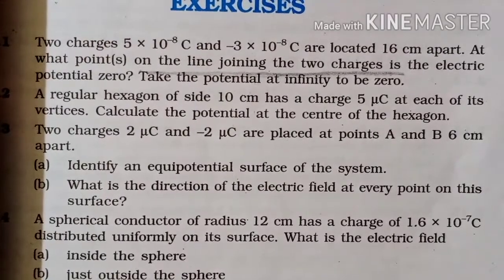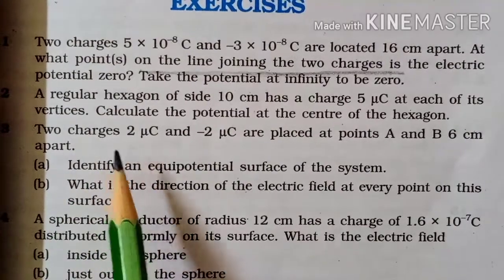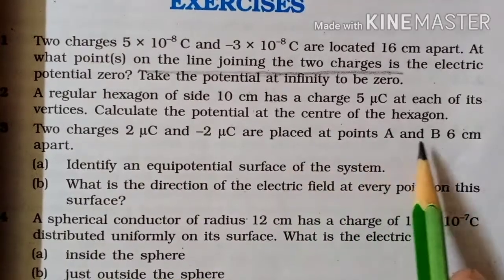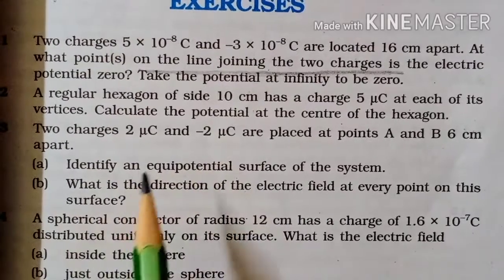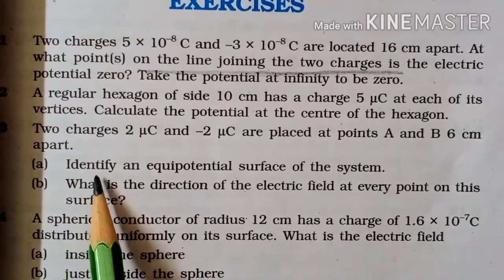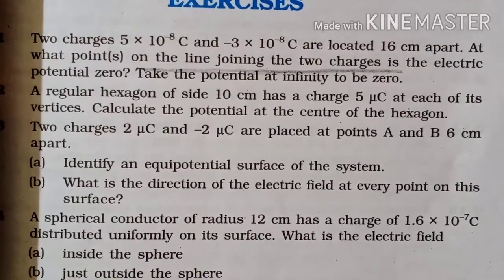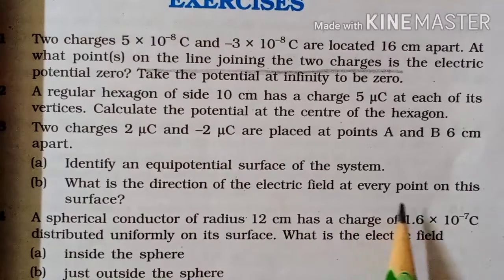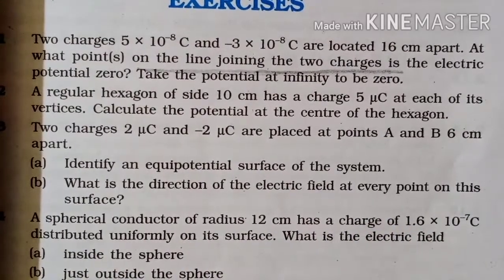Now we will solve exercise numerical 2.3. Two charges 2 microcoulomb and minus 2 microcoulomb are placed at points A and B 6 cm apart. Positive charge and negative charge both are separated by distance 6 cm. First they are asking us to identify an equipotential surface of the system. Second, what is the direction of the electric field at every point on this surface? We have to find the direction of electric field on equipotential surface.